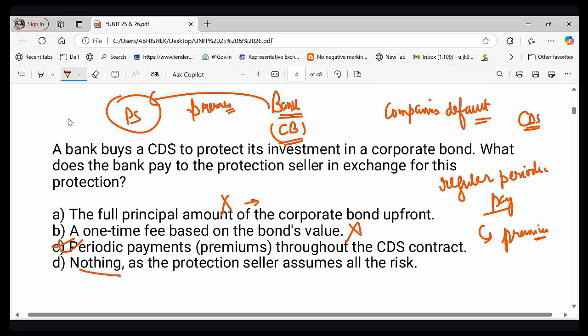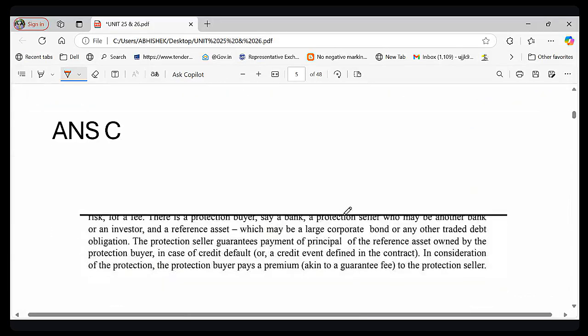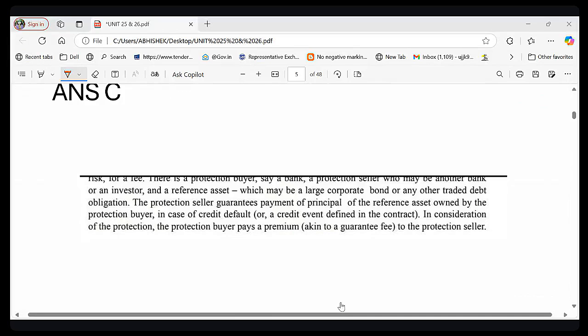Option D, nothing. Obviously it is not possible. The protection seller is taking the risk, right? So they will charge a premium for it. So that is why option C is the correct answer. I hope that is the simplest way, a simple question, right? I hope every one of you has understood why option C is the correct answer.